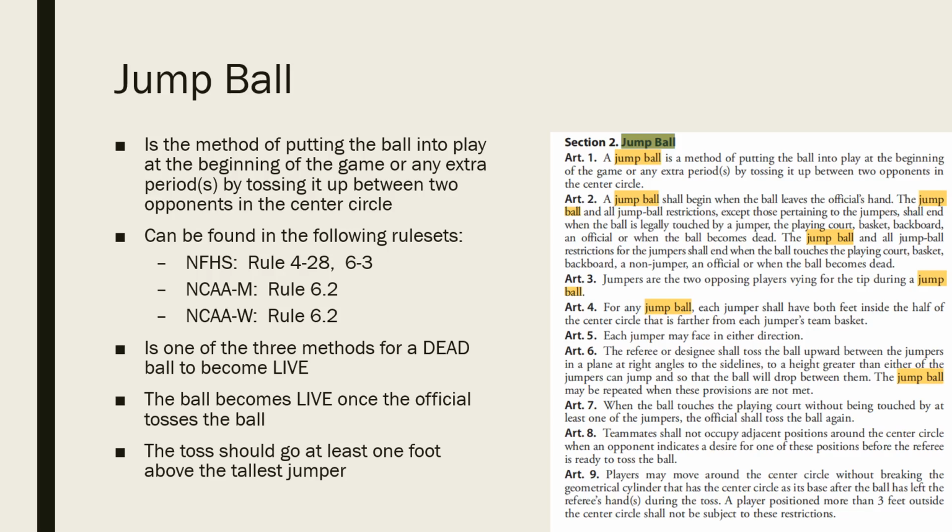It is one of the three methods for a dead ball to become live. The ball becomes live once the official tosses the ball. Ironic, because if you know your rules, you know that live ball, dead ball is the entirety of Rule 6. So it makes perfect sense that jump ball is contained within the rule of live ball, dead ball. The toss should go at least 1 foot above the tallest jumper.